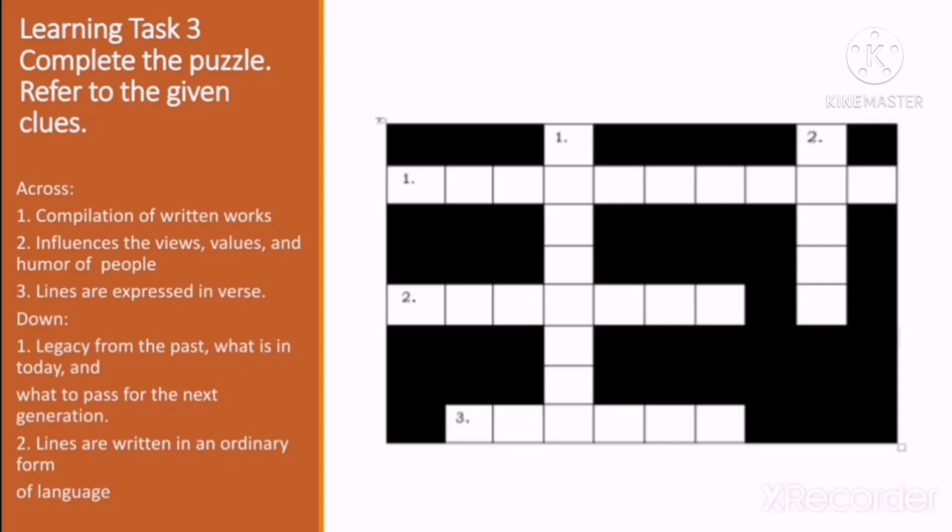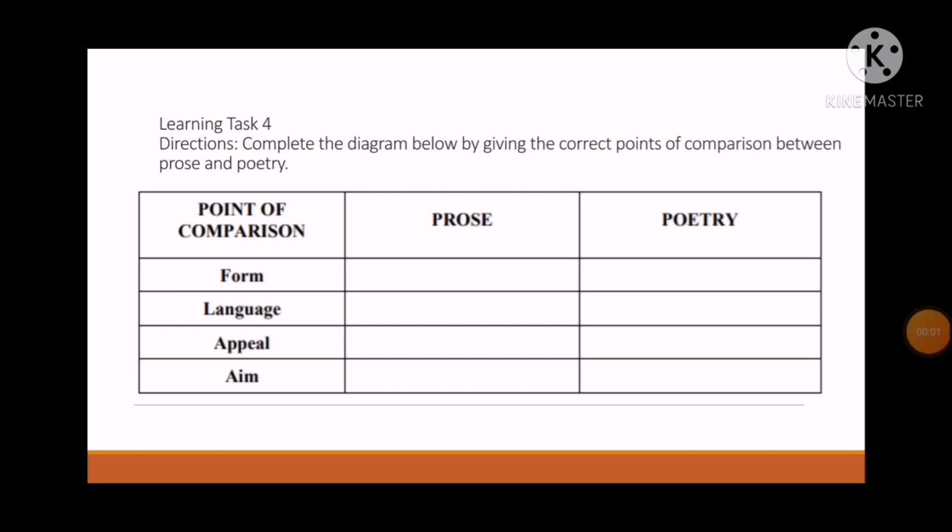Let us do learning task 3. Complete the puzzle. Refer to the given clues. This time, you're going to complete the diagram below by giving the correct points of comparison between prose and poetry.